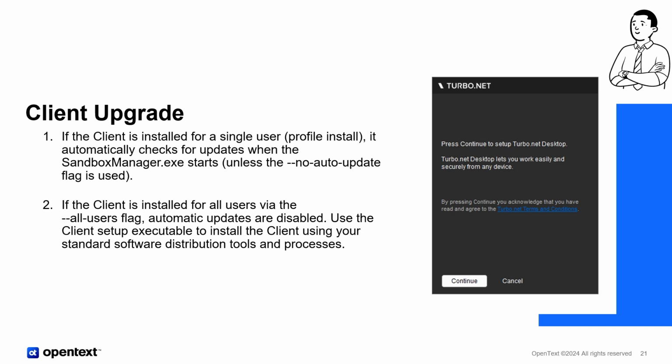If the client was installed for all users on the machine using the all users flag, automatic updates are disabled. This is the most common way for the client to be installed in organizations because it ensures that you have complete control over upgrading client versions. If the client was installed this way, you'll need to use whatever software distribution tools and processes you normally use to complete a software installation task. If you aren't already using it, we recommend that you take a look at the software distribution capabilities in OpenText XenWorks Configuration Management.